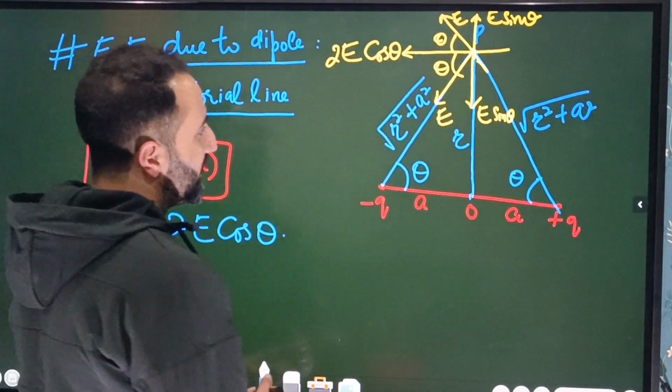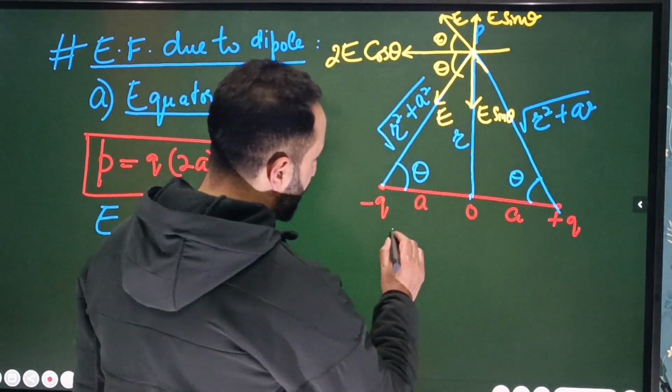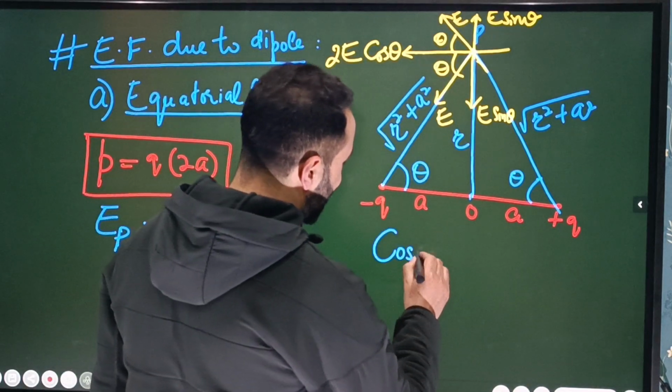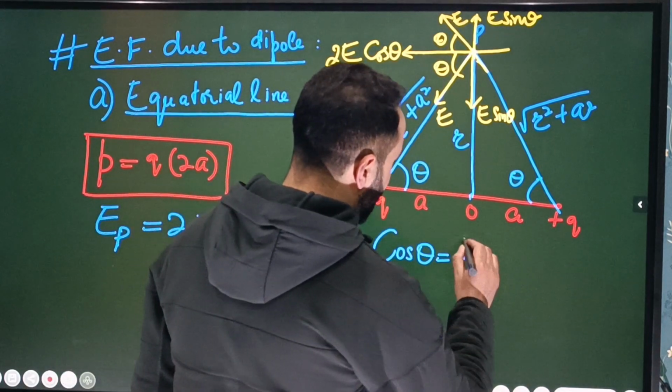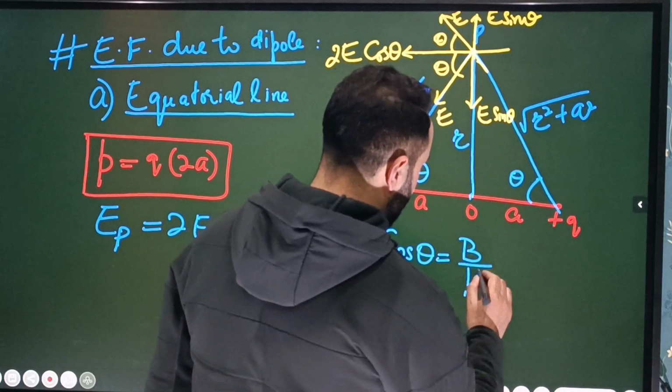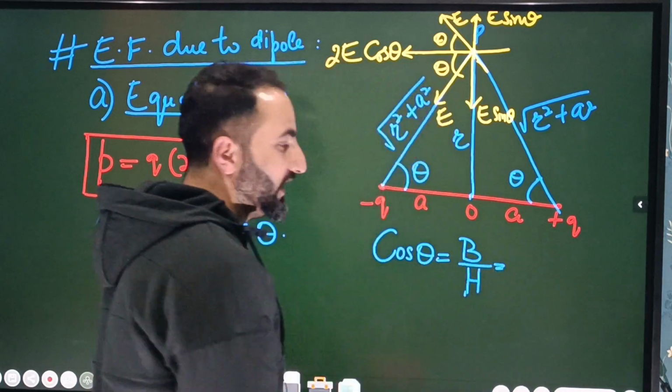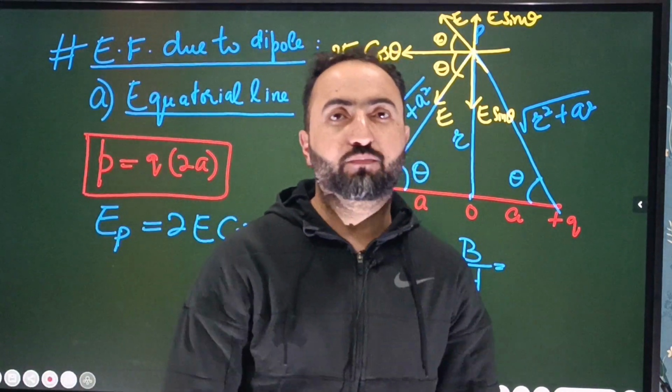First of all, I will write down the value of cos theta. I will calculate that geometrically. Cos is equal to what? Cos is base divided by hypotenuse. Base divided by hypotenuse.